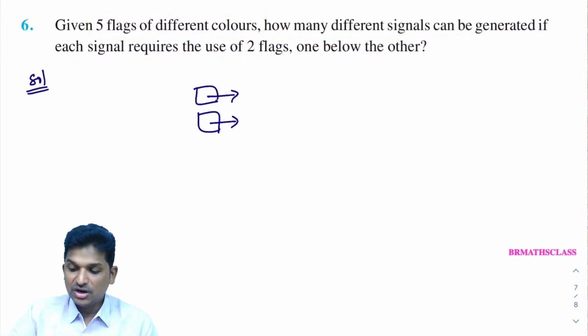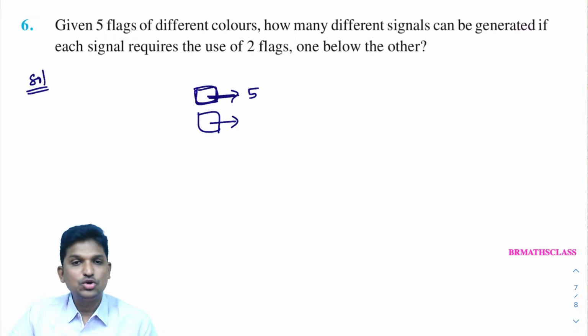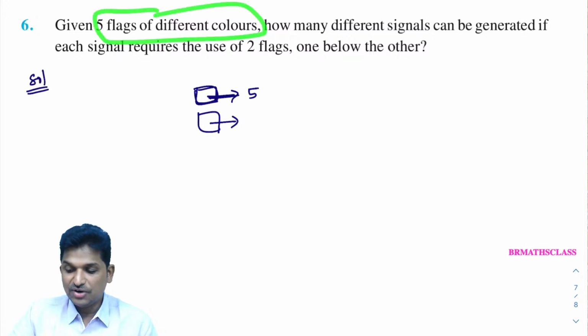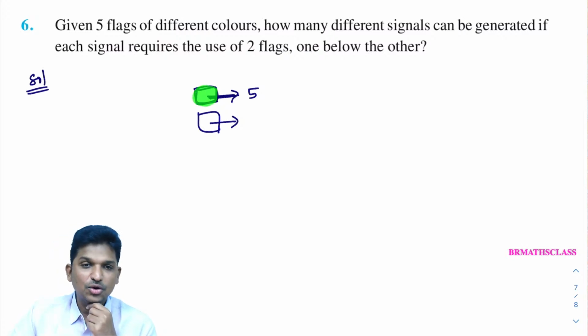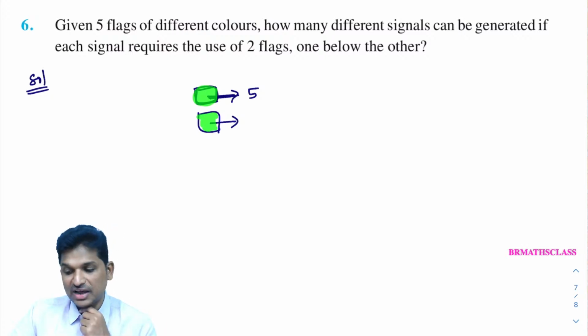Here, 2 flags I need to keep, one below the other. Total 5 flags are there. Now, I'll keep 1 flag. That means the first box can be done in 5 ways. So 1 flag I took and kept in the first box. Now, how many flags are remaining? 4 flags are remaining. So this can be filled in how many ways? Here I can keep any one of the remaining 4 flags. Second box can be filled in 4 ways.